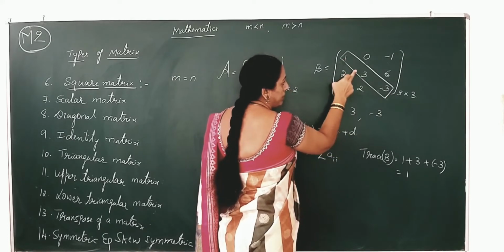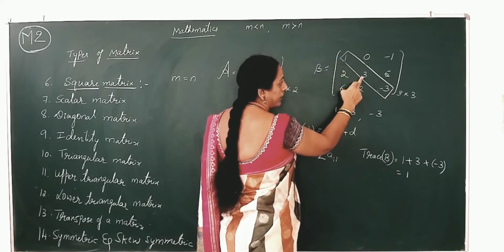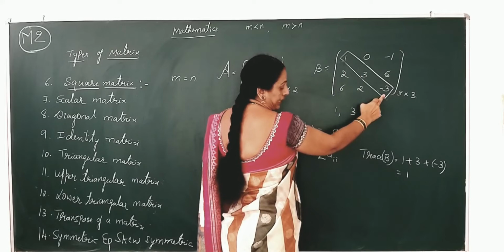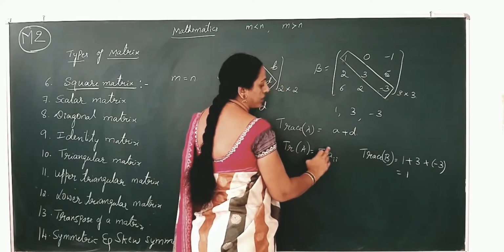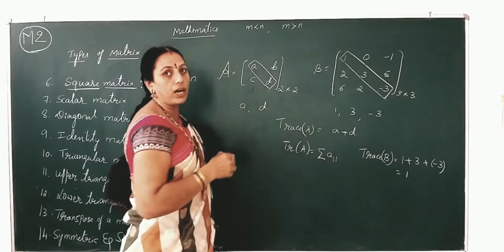So these elements A11, A22, A33 are also called the summation of Aii. Summation means the sum of all the elements.